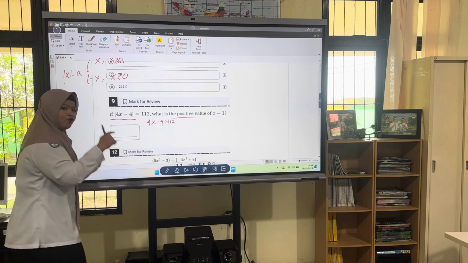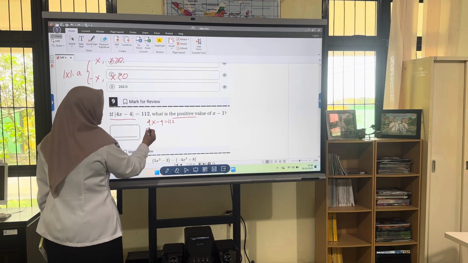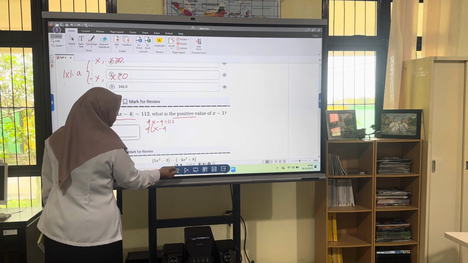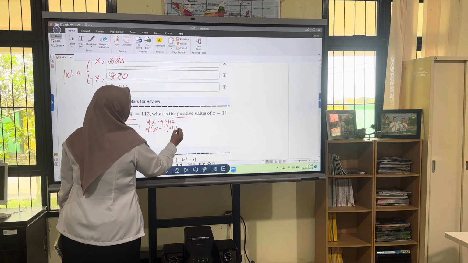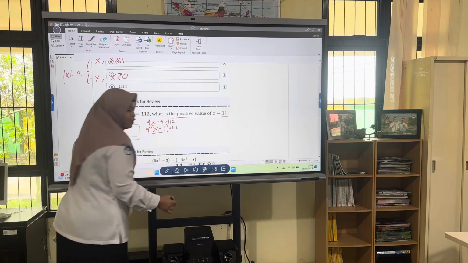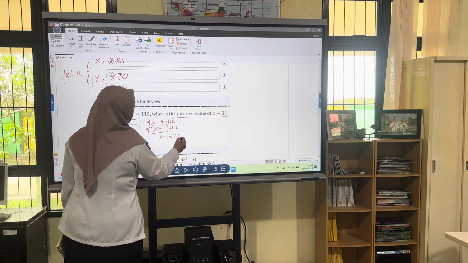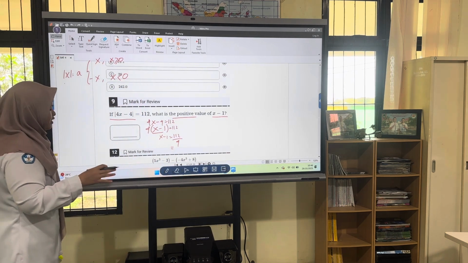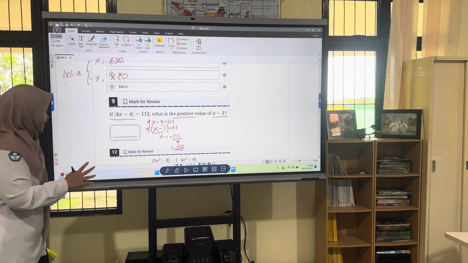Don't try to calculate 4x equals 112 plus 4. No, you just do division for x minus 4, x minus 1 equals 112 divided by 4. See, you can see clearly what they're asking about. So x minus 1 equals 112 divided by 4, there will be 28, yeah? So the answer is 28.